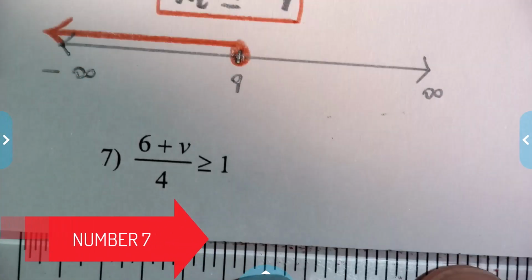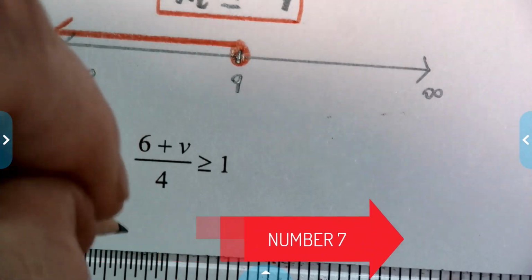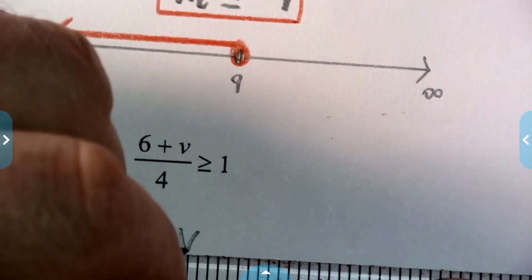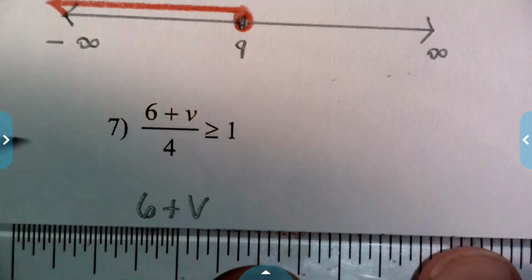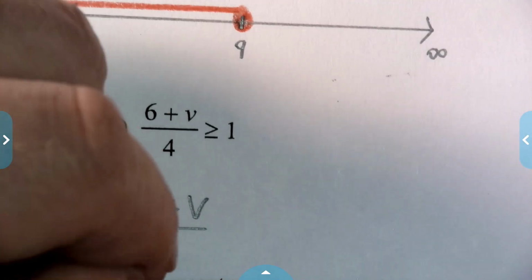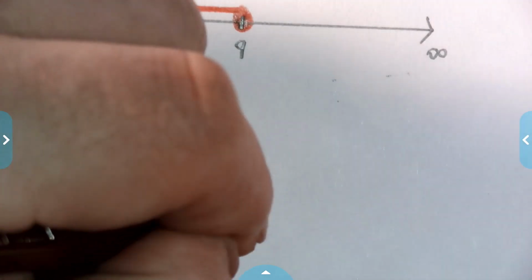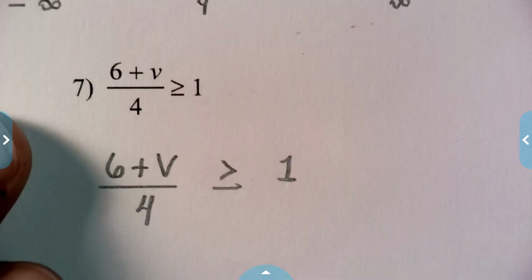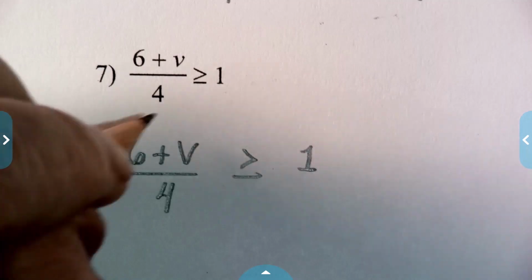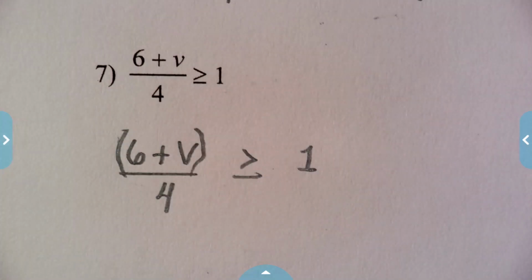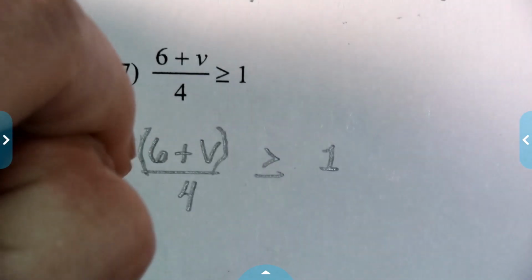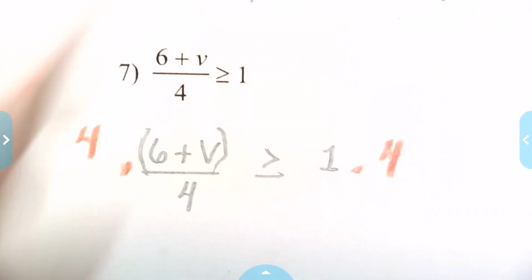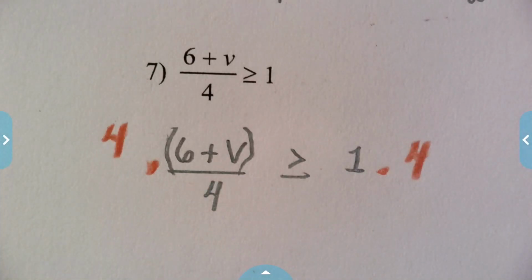Okay. So we have, let's write it all out. See what I'm going to do already, I'm sure. 6 plus v over 4 is greater than or equal to 1. Now I'm going to try something here to see if you guys catch. Hopefully you've caught on. I'm just going to multiply both sides by 4. Okay, that's what that whole ripping apart the fraction does anyway.